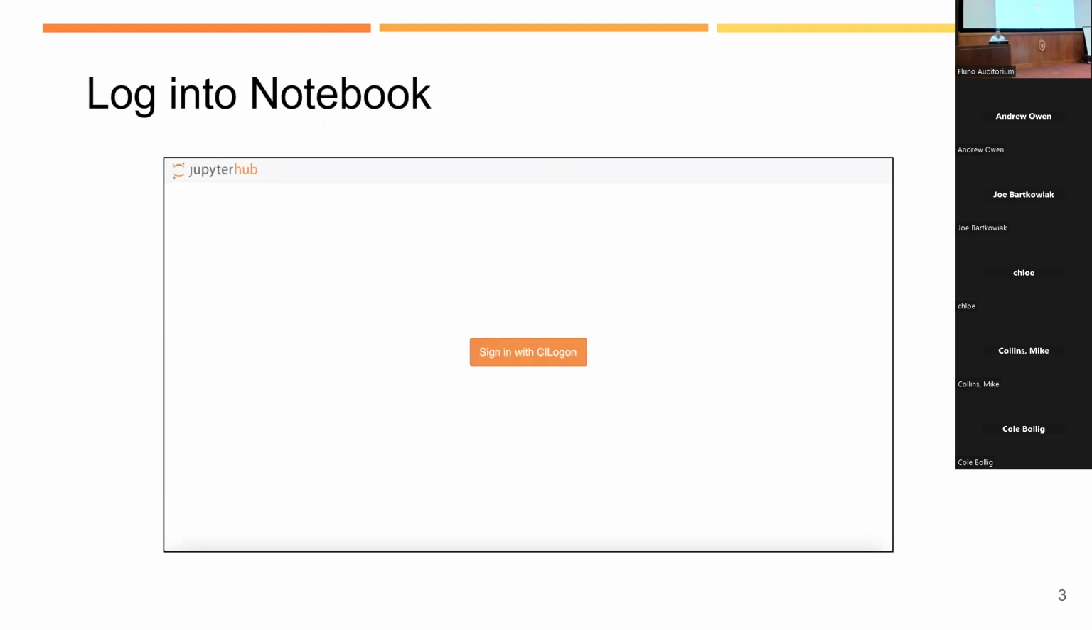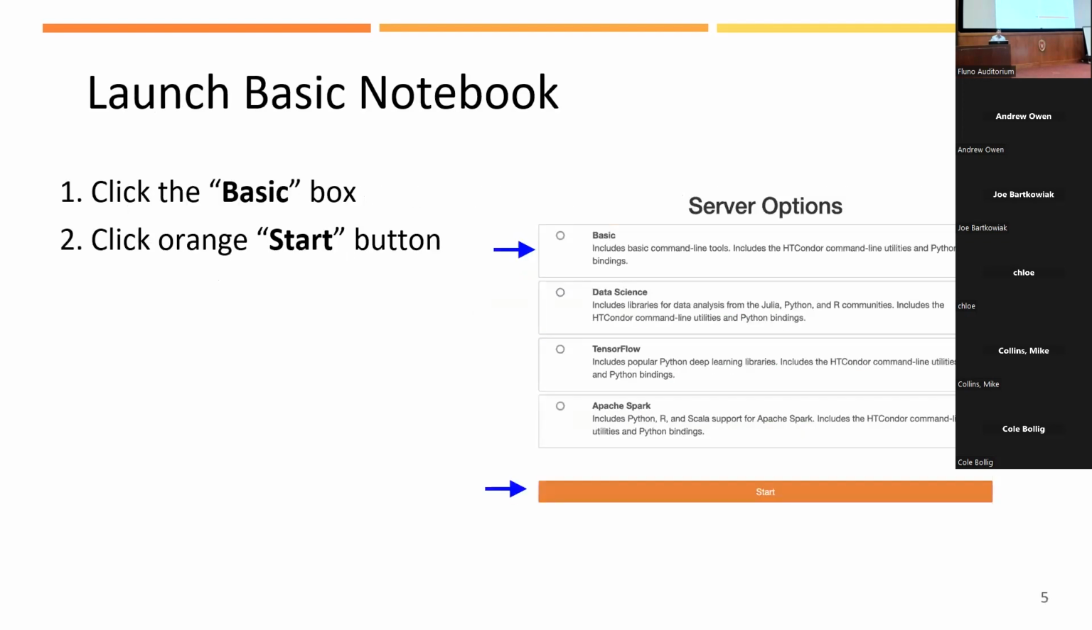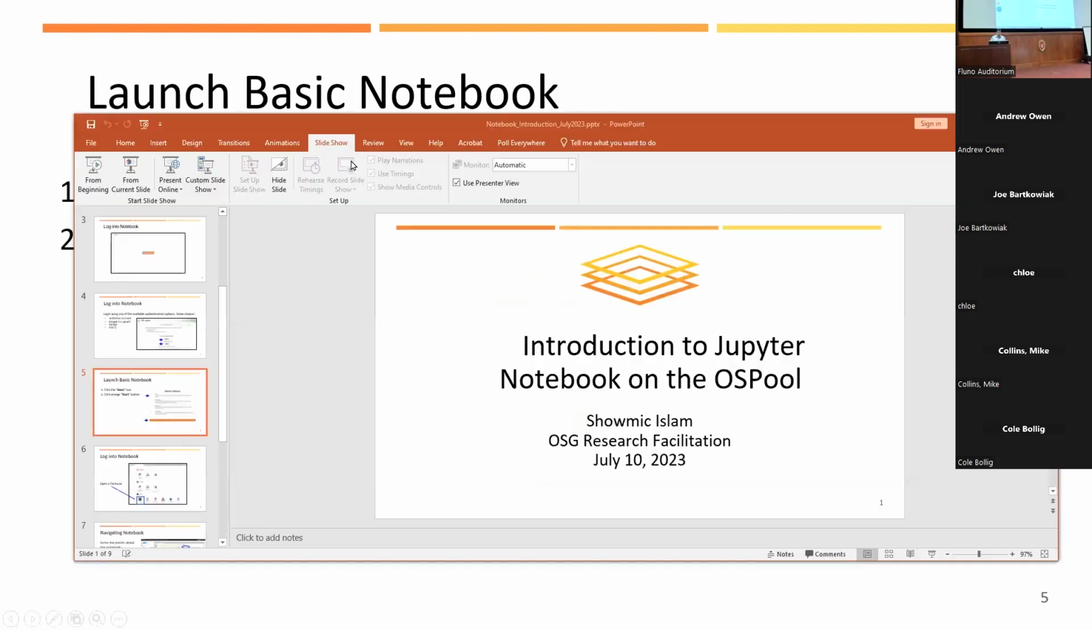When you log into a notebook, you'll see that it's asking you to sign in with CILogon. You can sign in using your institutional verification, Google, GitHub, or ORCID. So we have several modes of authentication so that you can get access to the notebook. When you verify your authentication, for this demo we're just using a basic notebook, but there are other options as well.